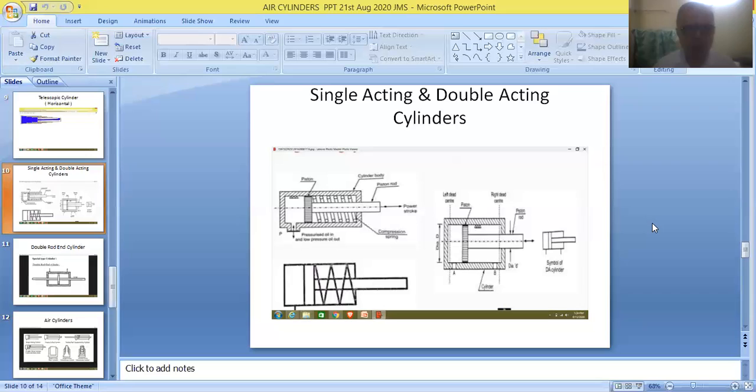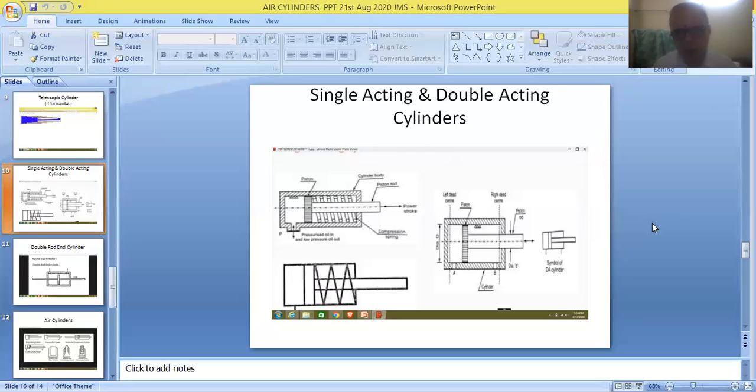In the first item, one port is made on the left hand side of the piston. Whereas in a double acting cylinder, we have to provide two ports. The first port is made on the left hand side of the piston, and the second port is made on the right hand side of the piston. So one port is sufficient for operating a single acting cylinder, but two ports are very essential for operating a double acting cylinder.